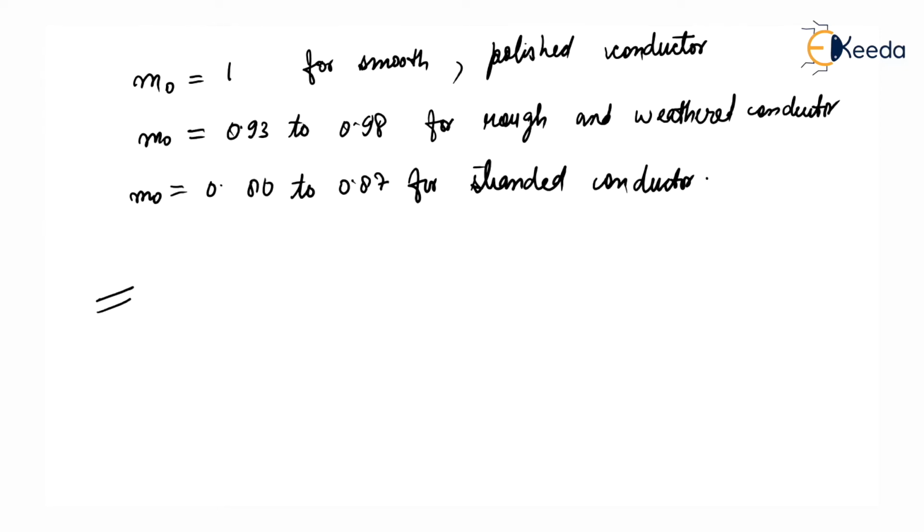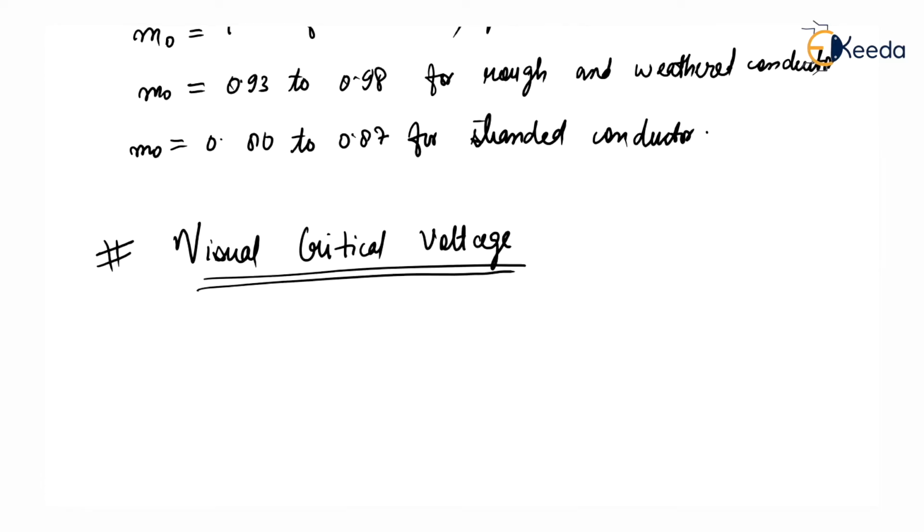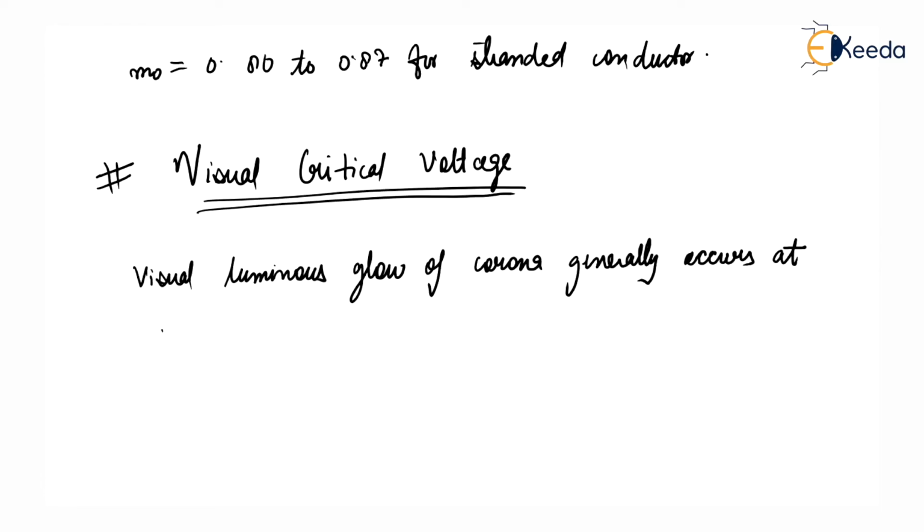Now we'll see visual critical voltage. Visual luminous glow of corona generally occurs at voltage higher than the disruptive critical voltage.